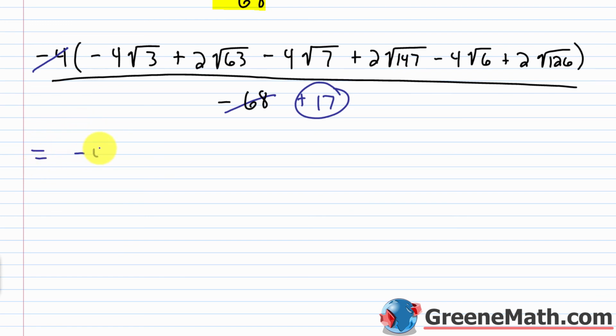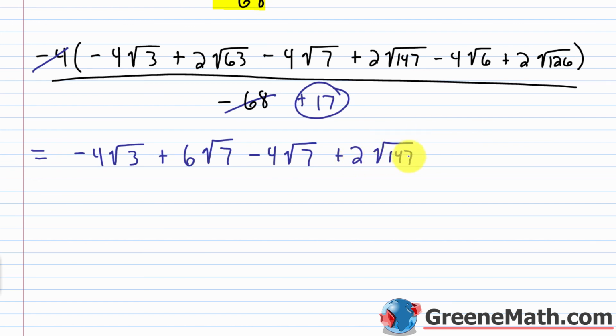So I have negative 4 times the square root of 3 plus 2 times the square root of 63, which is the square root of 9 times the square root of 7. We know the square root of 9 is 3. So you'd have 2 times 3, which is 6, times the square root of 7. Then you have minus 4 times the square root of 7. Then you have plus 2 times the square root of 147.